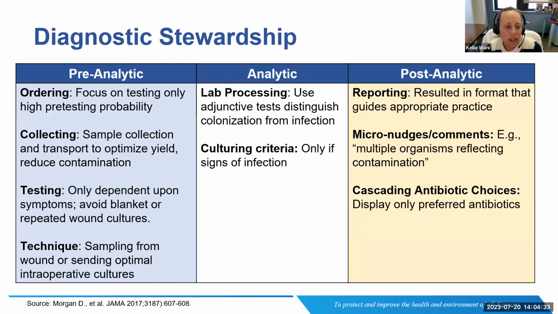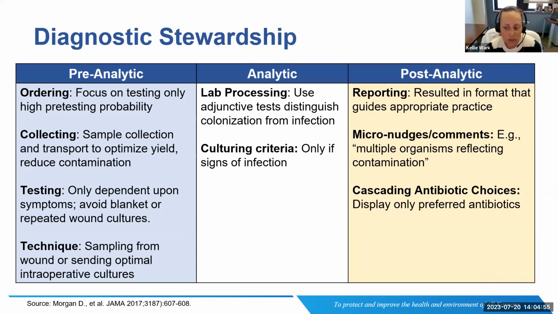Before we even get the culture, we can think of our pre-analytic state. You could focus on making sure that people are only ordering swabs or cultures if they feel there's a high pre-test probability, meaning there's infection there, there's redness, there are systemic signs of infection. So that's number one.